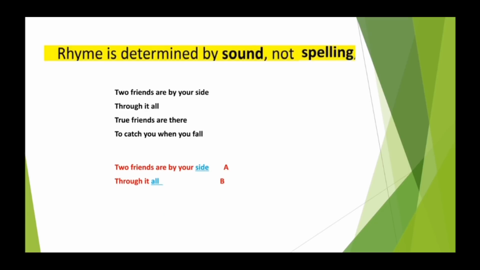Through it all. The word all is not rhyming with side, so we will give B. True friends are there. Again, there is not rhyming with side or all, so we will write C. And in the last line, to catch you when you fall. Here we can see the word fall is rhyming with the word all, so we will write B. So the rhyming scheme of this poem is A, B, C, B. Now move to the next slide.